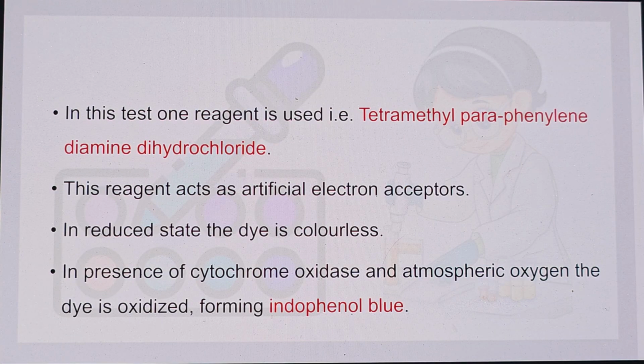In oxidase test, one reagent is used, that is tetramethyl paraphenylene diamine dihydrochloride. This reagent acts as artificial electron acceptors. In reduced state, the dye is colorless. In presence of cytochrome oxidase and atmospheric oxygen, the dye is oxidized, forming indophenol blue.